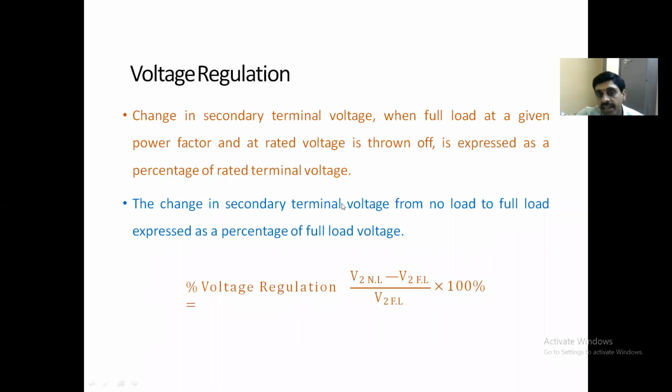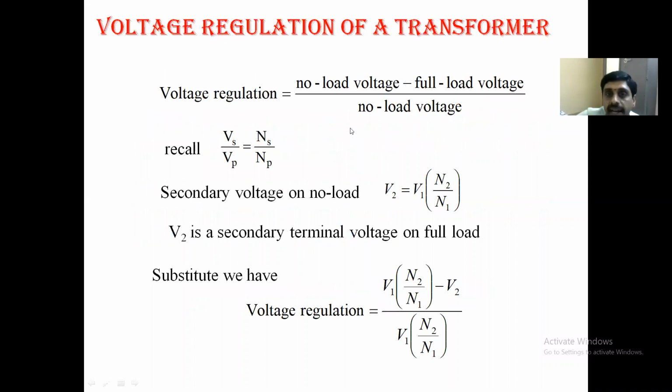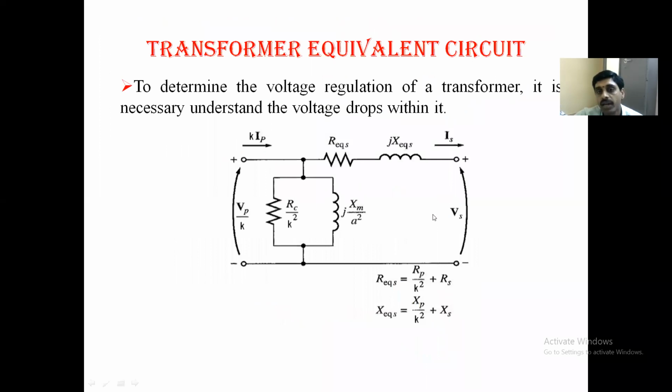So the change in secondary terminal voltage from no load to full load is expressed as (V2 no load minus V2 full load) by V2 no load into 100. So we can write no load voltage minus full load voltage by no load voltage. This is the voltage regulation. We'll write the secondary voltage as V1 into N2 by N1. If you substitute this V2 value here, V1 into N2 by N1 minus V2, by V1 into N2 by N1. This is the equivalent circuit, already you know, referred to the primary side. How can you write this R equivalent, X equivalent?